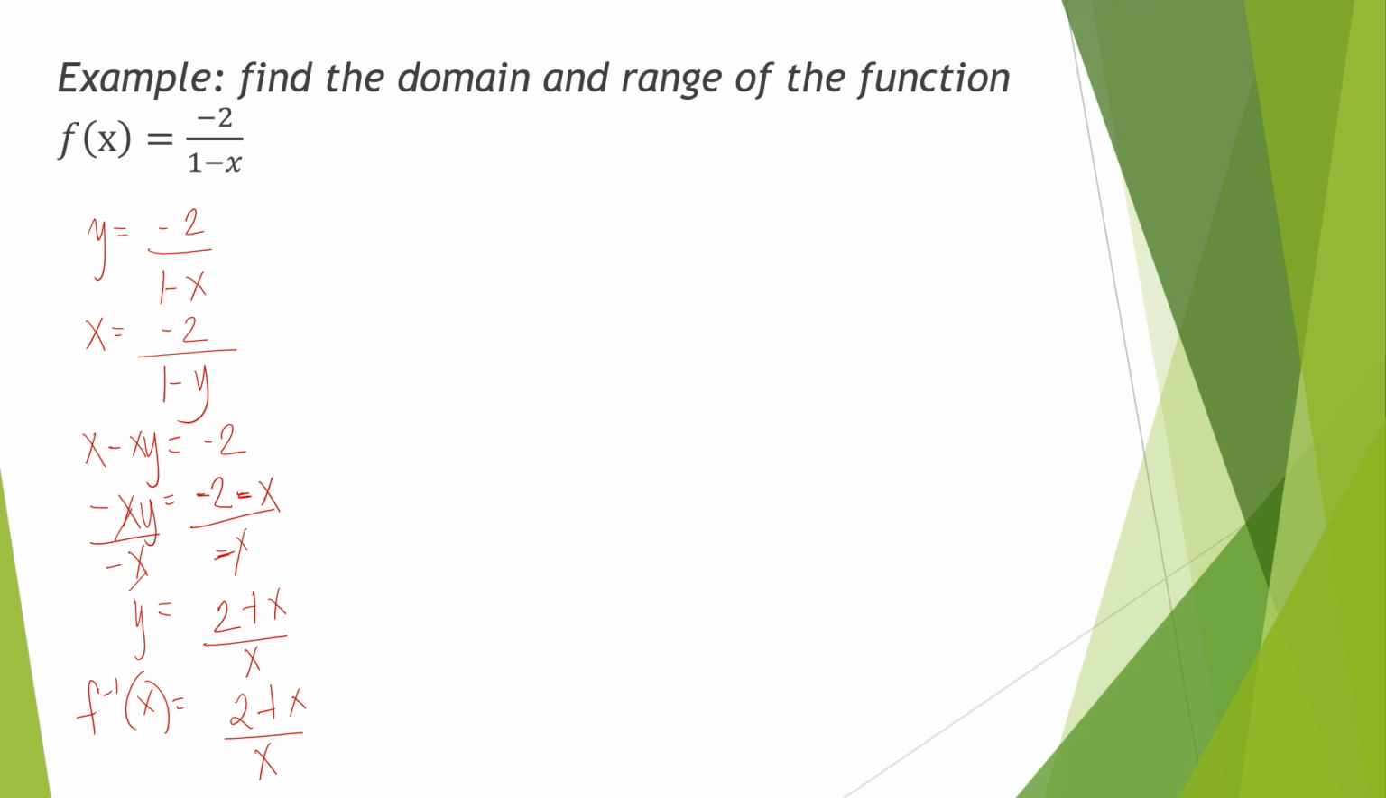So that's the inverse. Now, for the domain, we get for the original, that is f of x is equal to negative 2 all over 1 minus x. Okay, so for the domain, what would be our restriction? It should be 1. Because 1 minus 1 is 0. So, set of x such that x is an element of all real numbers except 1. Okay, 1 is not included, because 1 minus 1 will become 0, and it will give us an undefined answer.